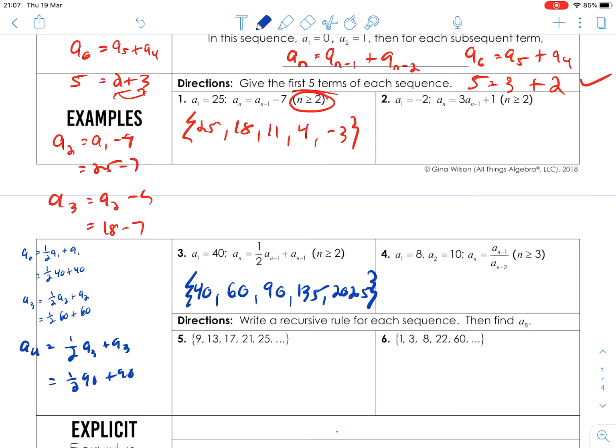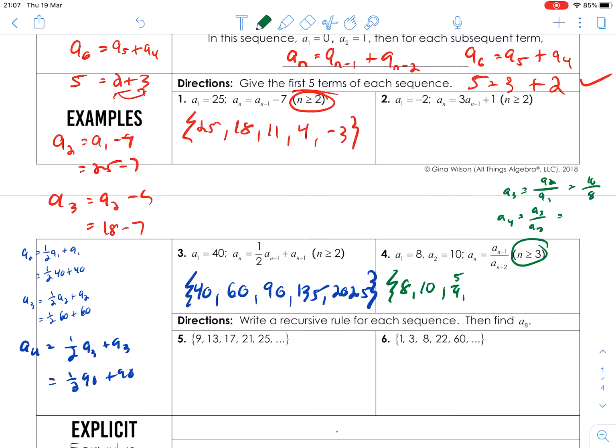Number 4, very similar. We have a sub 1, which is 8. Let's change colors again so we don't get confused. And then we have the second term as well. Nice. We only need 3 more now, and we are doing this when n is greater than or equal to 3. Good. So now we're looking for a sub 3, and that's going to equal a sub 2 over a sub 1. We know a sub 2 is 10 and we know a sub 1 is 8. Oh, that's why we need 2 terms. So now we have 5/4. Next, a sub 4. That's going to be a sub 3 over a sub 2.